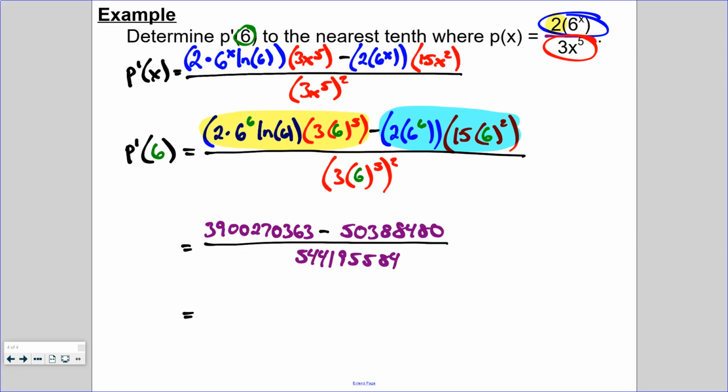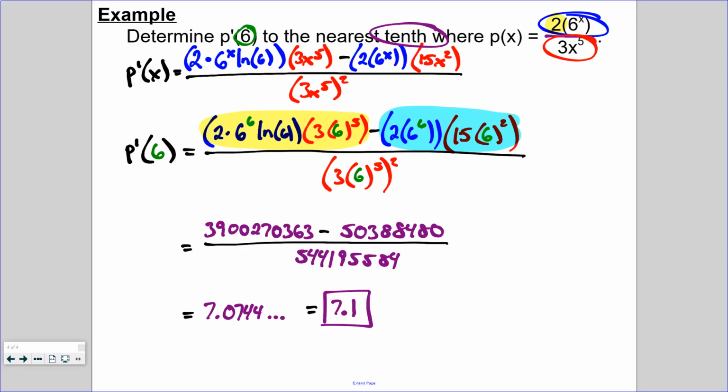And now, since we have each individual piece, we can put it all together. So 3900270363 minus 503888480 divided by 544195584. And that is going to give me 7.0744 and so on. But let's remember the problem asks us to round to the nearest tenth. So therefore, our final answer is going to be 7.1. So therefore, the derivative of the function p at x equals 6 is going to be 7.1.